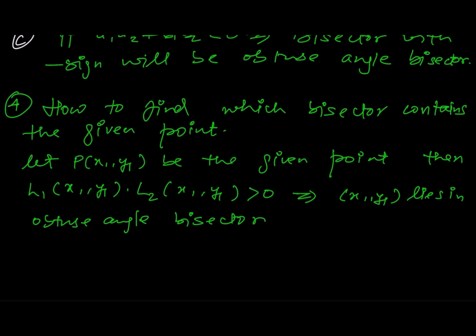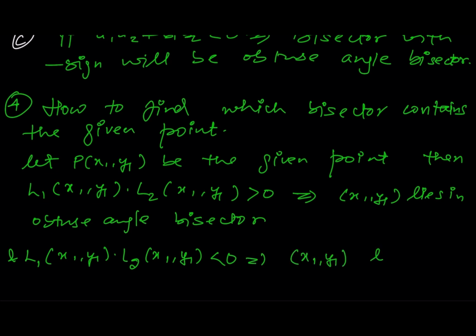And if L1(x1, y1) into L2(x1, y1) is less than 0, implies (x1, y1) lies in the acute angle bisector. Okay. And no need to find the case for origin, because origin is also a point. This point is sufficient for origin also. Now let us write a question.